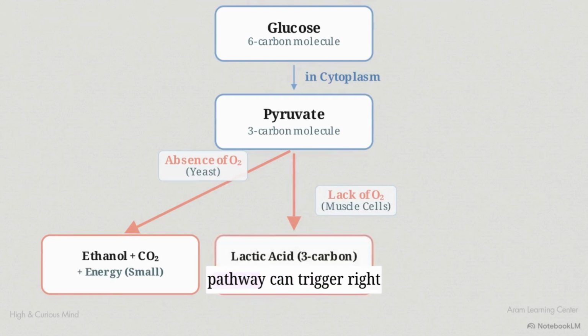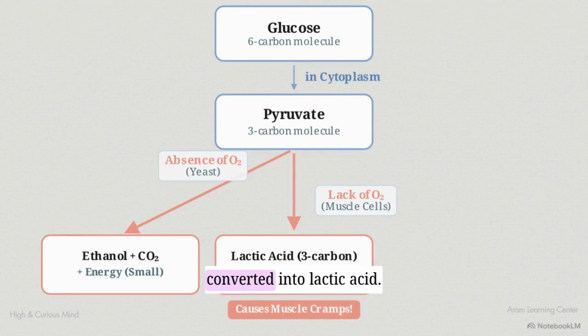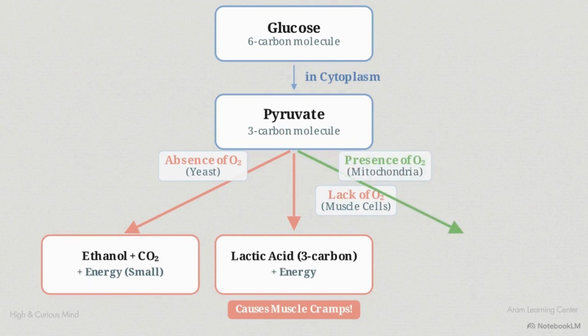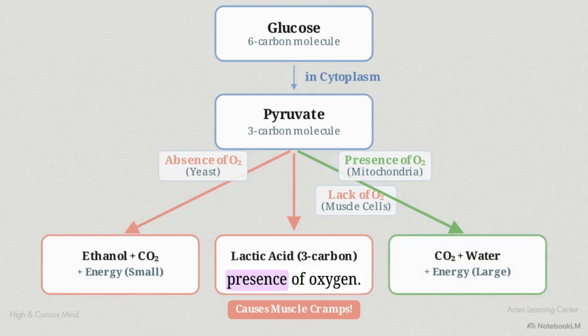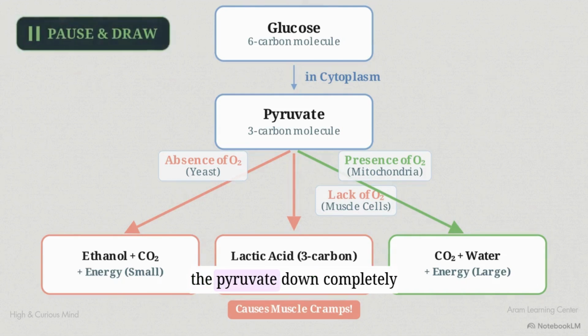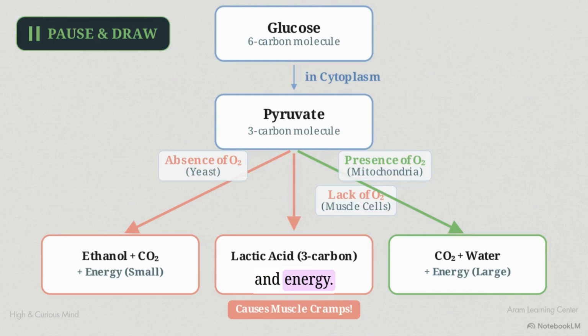A second anaerobic pathway can trigger right inside human muscle cells. When sudden, heavy activity causes a lack of oxygen, the pyruvate is instead converted into lactic acid. The rapid buildup of this 3-carbon lactic acid is exactly what causes muscle cramps. The final pathway relies on the continuous presence of oxygen. This aerobic respiration takes place inside the mitochondria, breaking the pyruvate down completely to yield carbon dioxide, water, and energy.